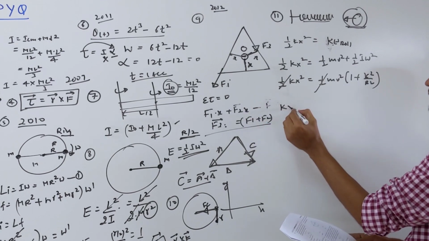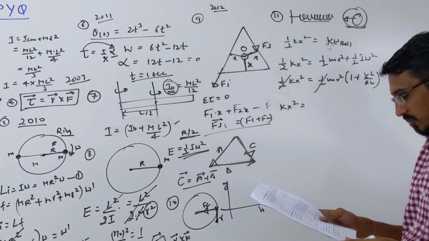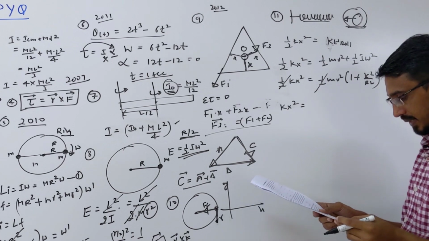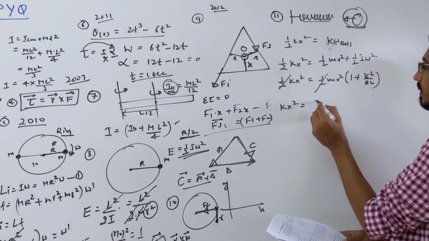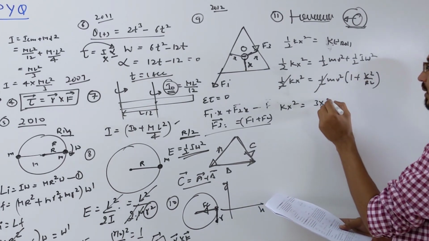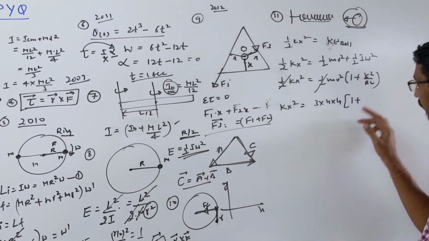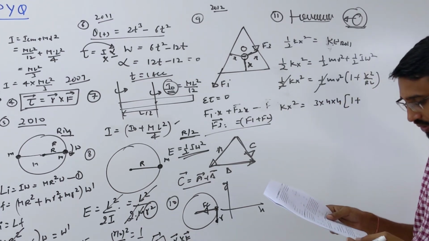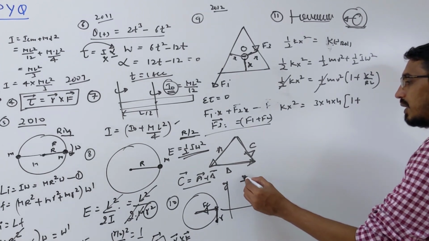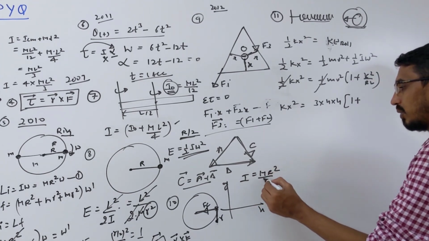So let's write kx square plus, how much mass is given? Mass is given as 3 kg into velocity given as 4 meter per second, 4 into 4, 1 plus k square by r square. We need k. What is k? A solid cylinder is given. Solid cylinder inertia is mr square by 2.